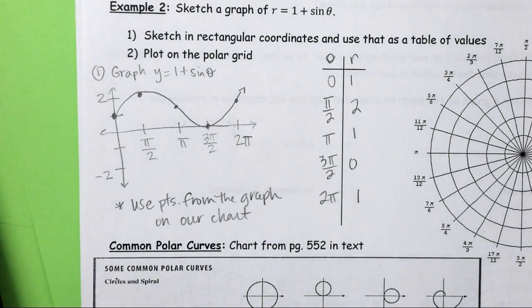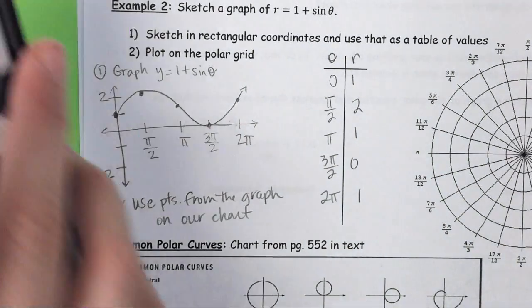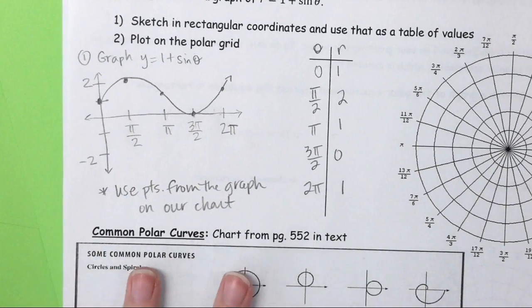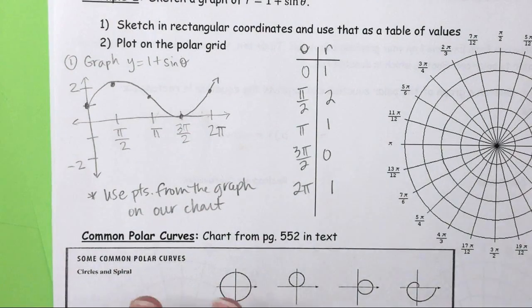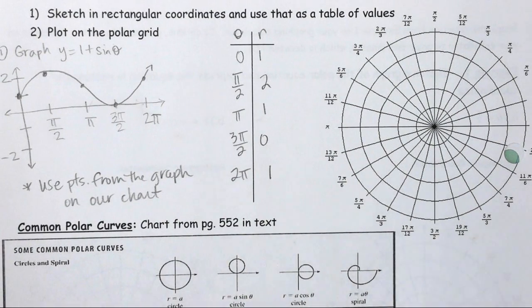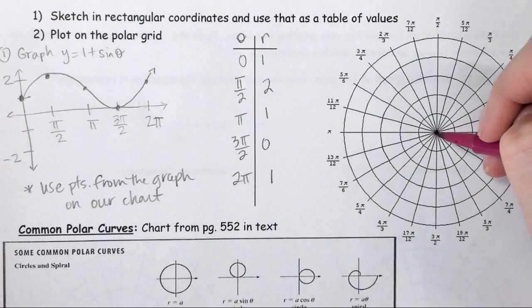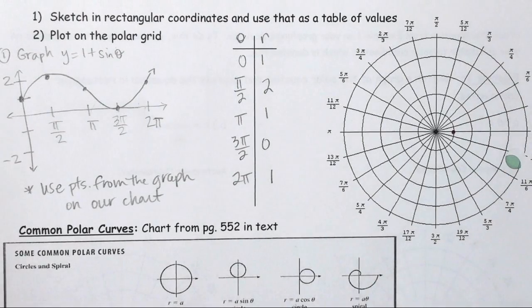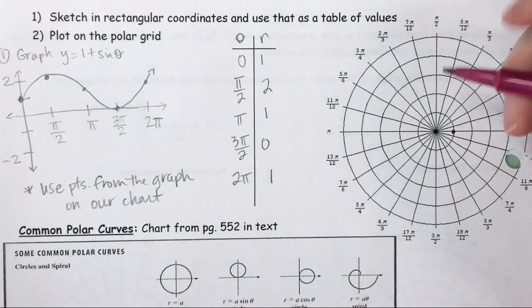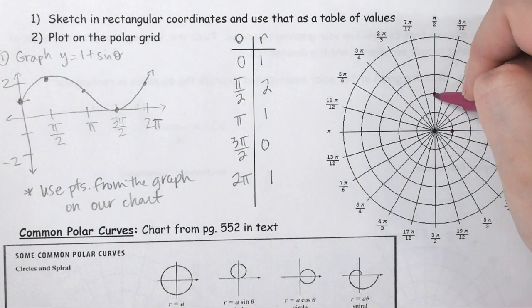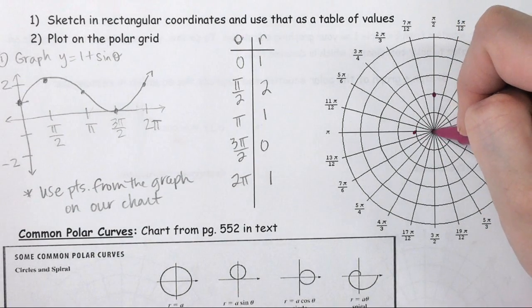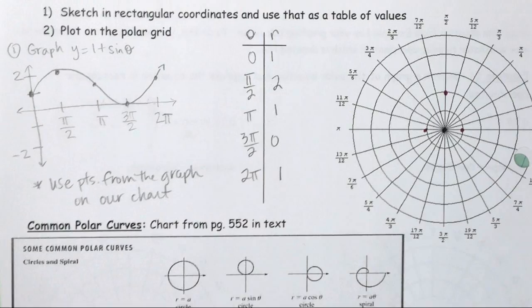Okay, and I also want you to know you can plug in any values from the grid, and I'm going to show you how you can use your table function to get these as well. But we'll start with the points that we have and plot those. So 0, 1: I'm going to start here, and then it's 1, so this is where my first point is. At pi over 2, I'm at 2, so I'm going to go 1, 2. At pi, I'm at 1. 3 pi over 2, I'm at 0, so I'm right here. And then 2 pi, I'm back at 1.